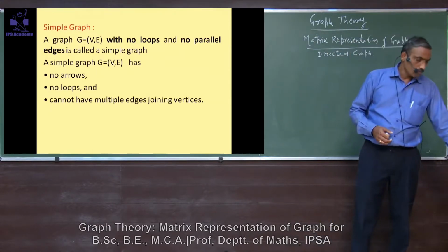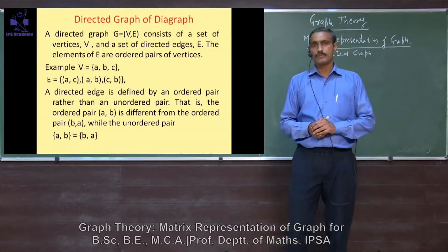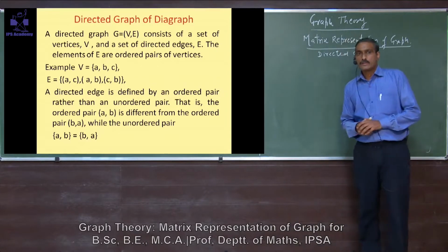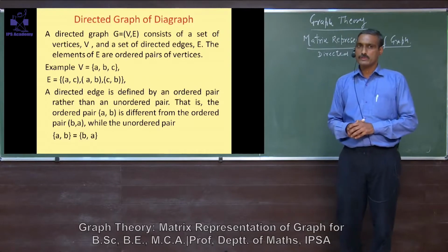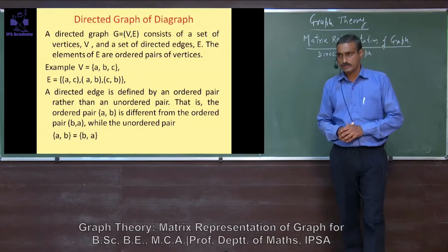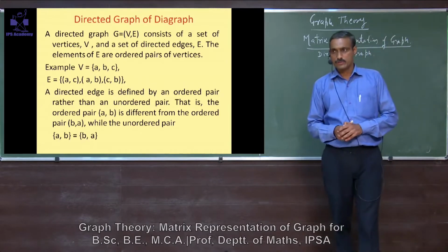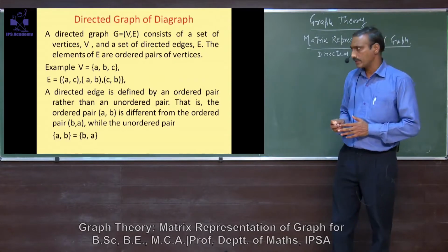Now we discuss what a directed graph is. This is a very important concept in graph theory. A directed graph G equals V comma E consists of a set of vertices V and a set of directed edges. The elements of E are ordered pairs of vertices. So there is some difference between a simple graph and a directed graph.